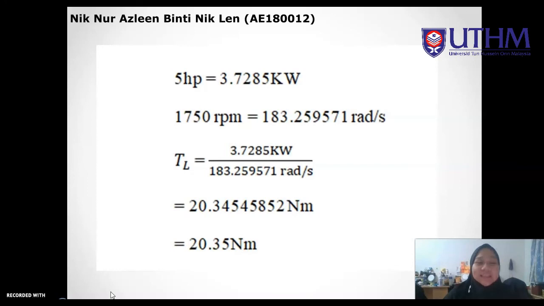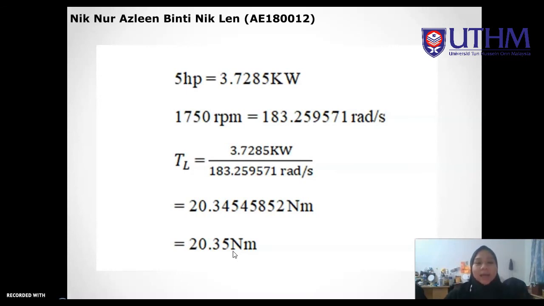Then after that, we can calculate our torque load using this formula, and we get the torque load of 20.35 Newton meter. Our torque load needs to be fixed for the whole process. That's why we use our maximum value of motor speed, which is 1750. If we use the maximum value of motor speed, we can estimate the other values to use in this task, because for this task we need to use 3 different values for the motor speed.